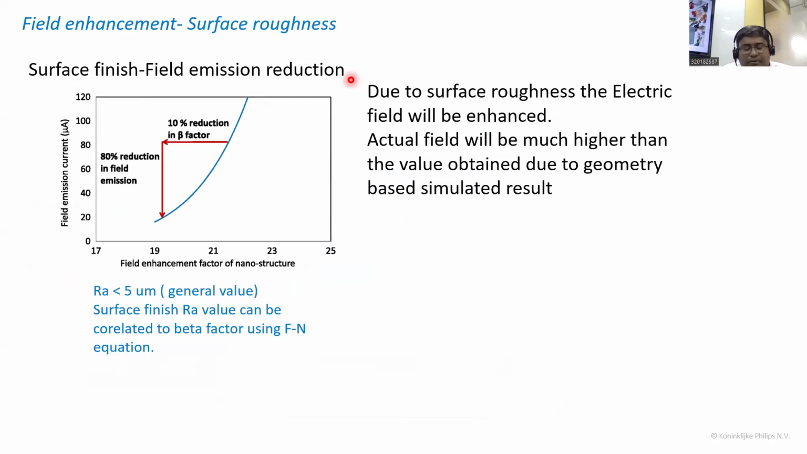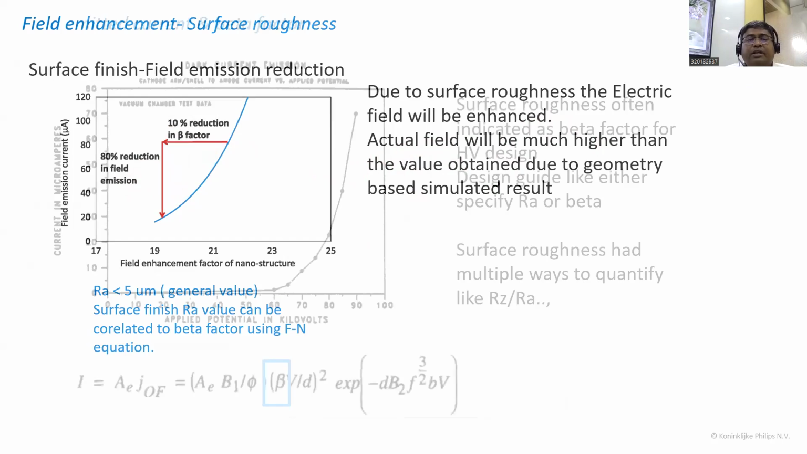The next point is that we ensure the surface finish of the cathode and anode. What we see is that due to a rough surface, there is a 10% reduction of the beta factor and an 80% reduction in the field emission. So surface roughness plays a very crucial role, and we give a specific surface roughness guideline so as to get high voltage stability.